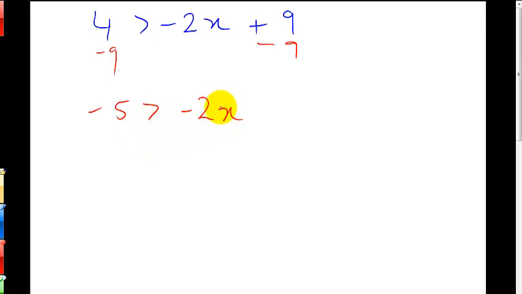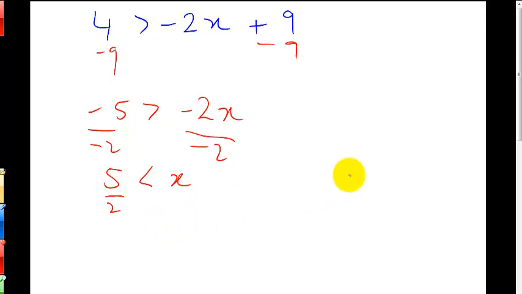Now what? Divide by negative 2. Come on, you've got to start saying that, because if I don't fix it now, you're not going to do it later on. That's 5. And then flip the sign. What is x? The x is cancelled away, sorry, 5/2 is less than x.